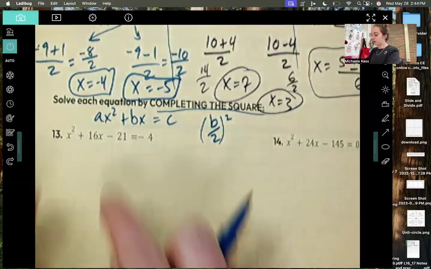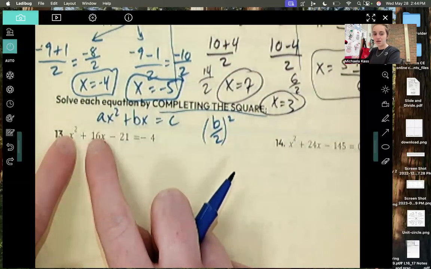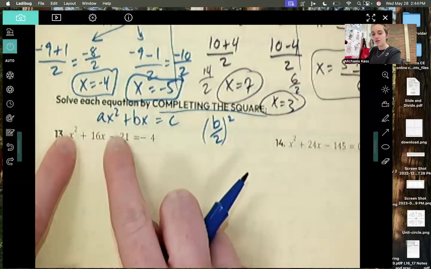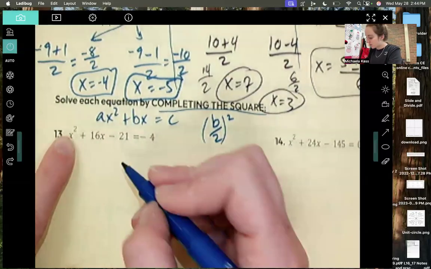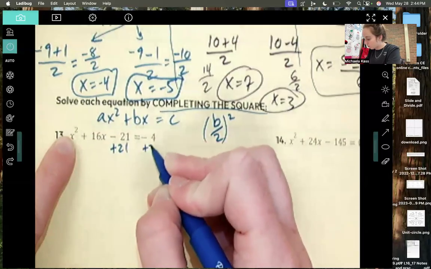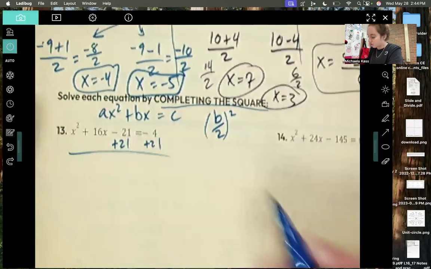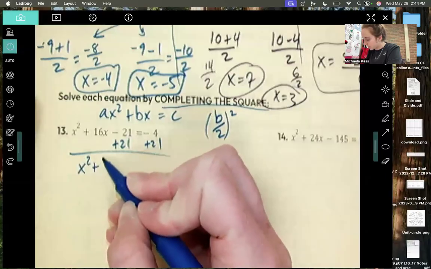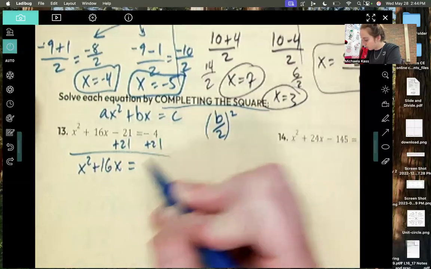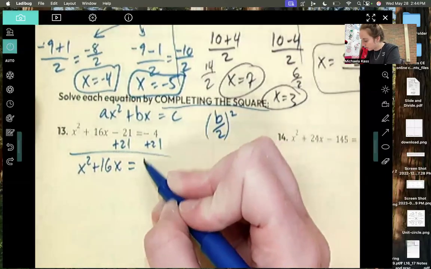So looking at this first problem, I have my ax squared, my bx, and the c term is unfortunately here. I need to move it. So I'm going to add 21 to move it over. So I got x squared plus 16x equals -4 plus 21, which is 17.